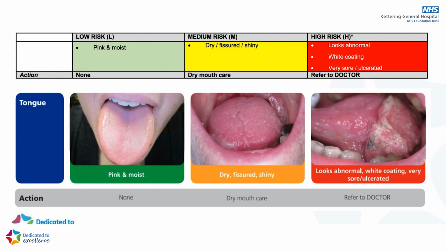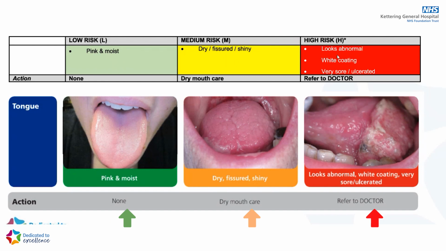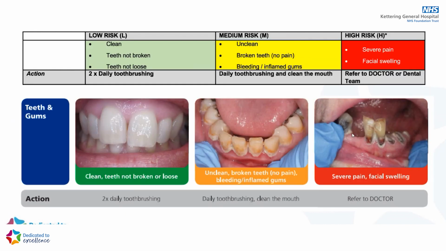When we're assessing the tongue, is it pink and moist? Is it dry? Are there fissures? And is it shiny? So these little lines here are fissures. Does the mouth look abnormal? Is there white coating? Is it very sore and ulcerated? And as you can see from the pictures, the green, amber and red link to low risk for green, medium risk yellow and high risk red.